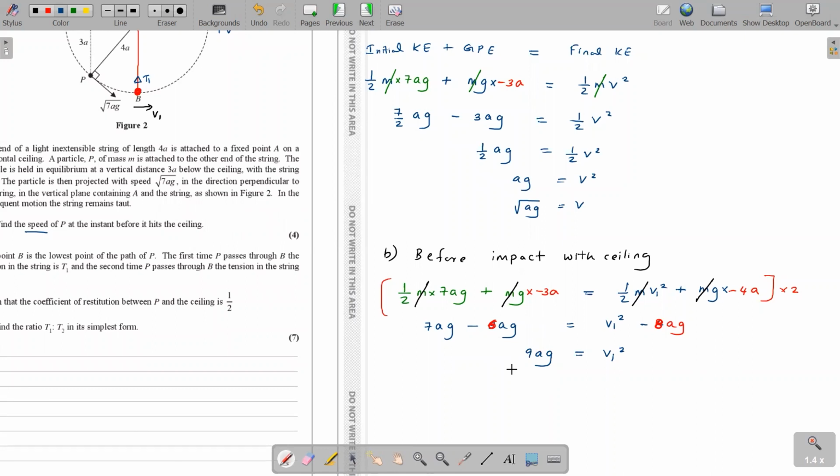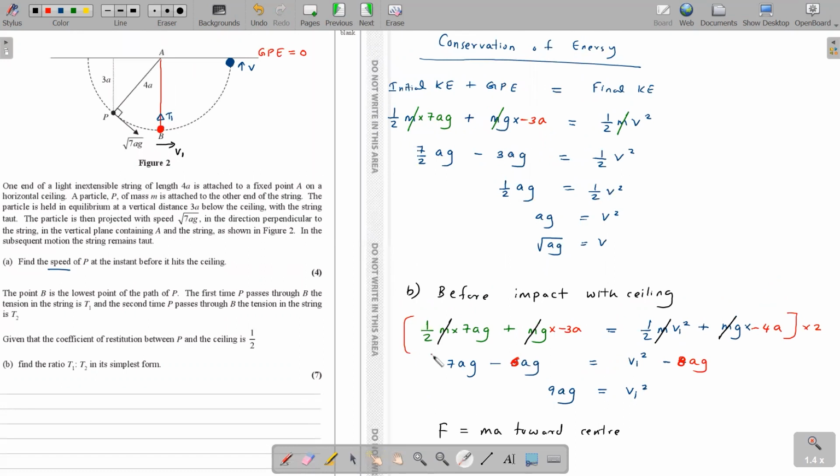Now shall we find the tension T1? How do you find the tension at the point when it passes point B? The next equation we use is F equals ma towards the center. So apply F equals ma towards the center at point B. Where is the center? The center of your circular motion is at A. We are doing a vertical circle, so the center is at A.